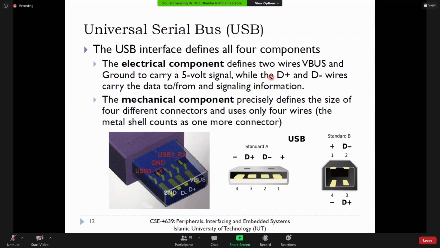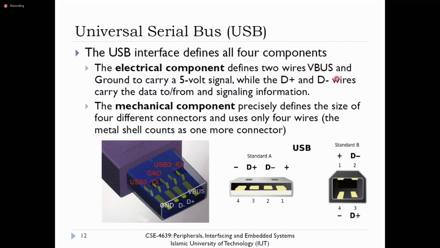Now, the electrical component defines two wires. One is V bus, another is ground. So you see that this is the V bus and this is the ground. Actually, one is for power, the voltage bus, and another is for ground reference. And we have the D plus and D minus, which are for data transmit and receive. That means the D plus and D minus wires carry the data to and from, and they also carry some signaling.